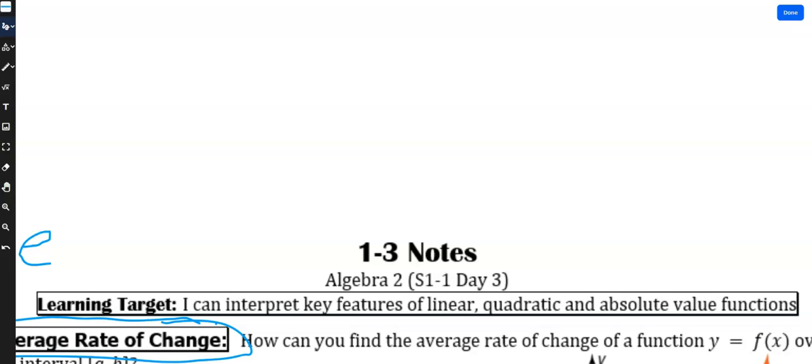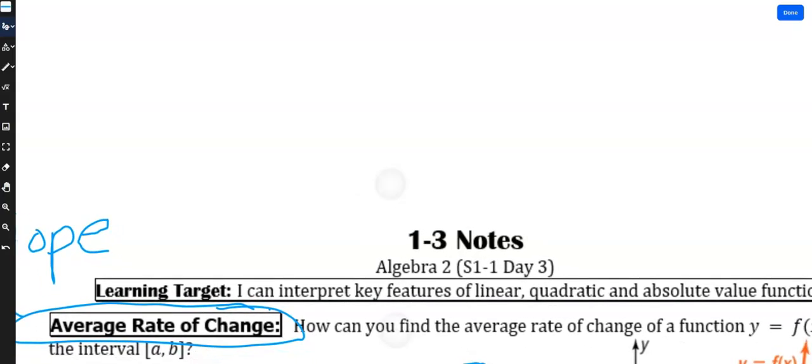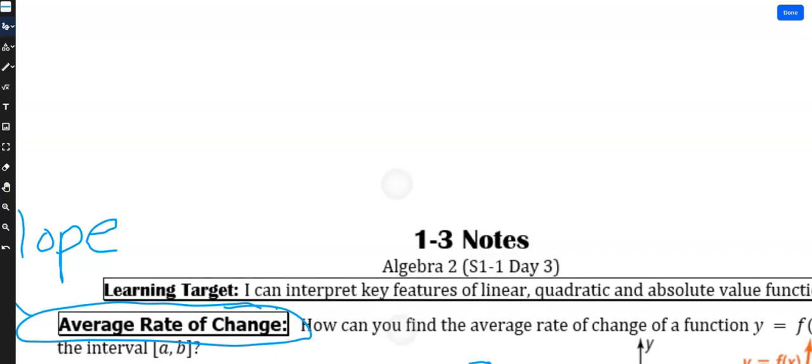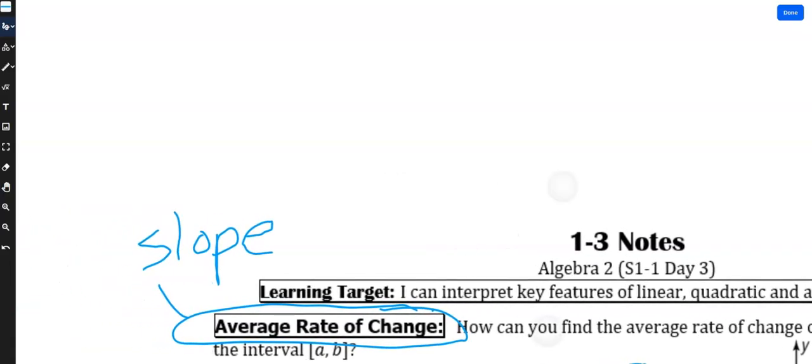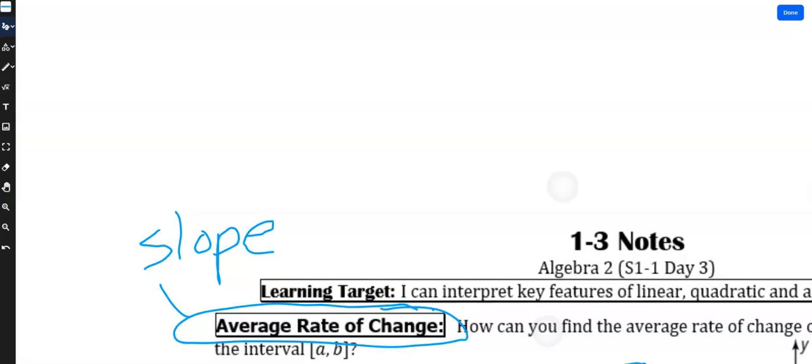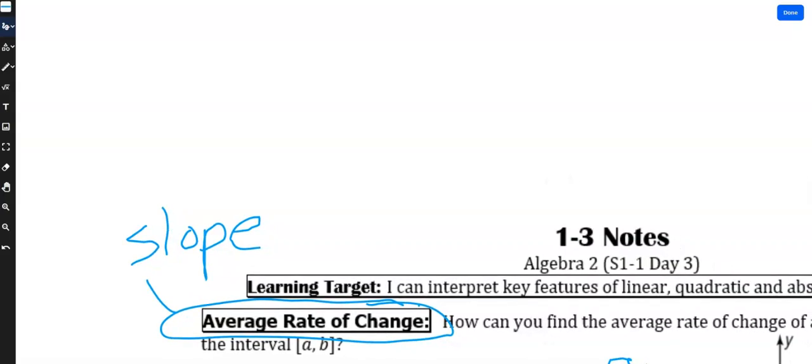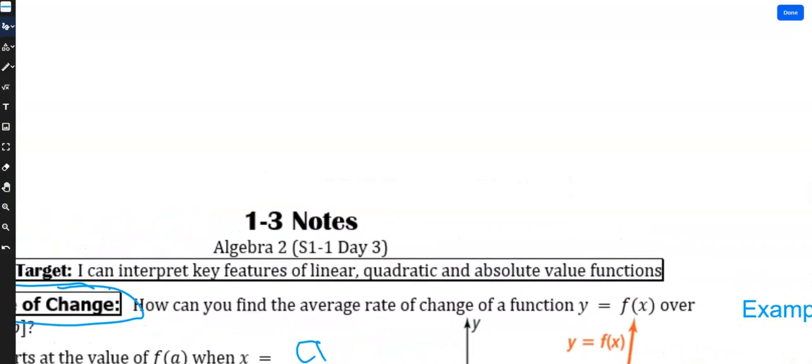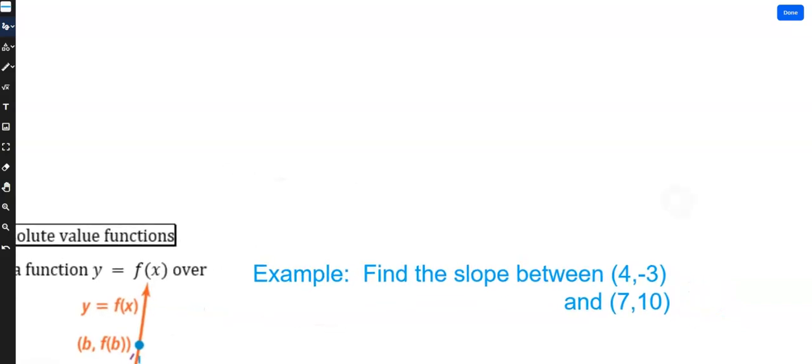All right, so now we're still talking about key features of linear, quadratic, absolute value functions. Doing a little bit more, but this time we're going to start with average rate of change. Now that's a fancy phrase for something you already know called slope. Average rate of change: you're just measuring how fast the y's are changing, and then comparing it to how fast the x's are changing.